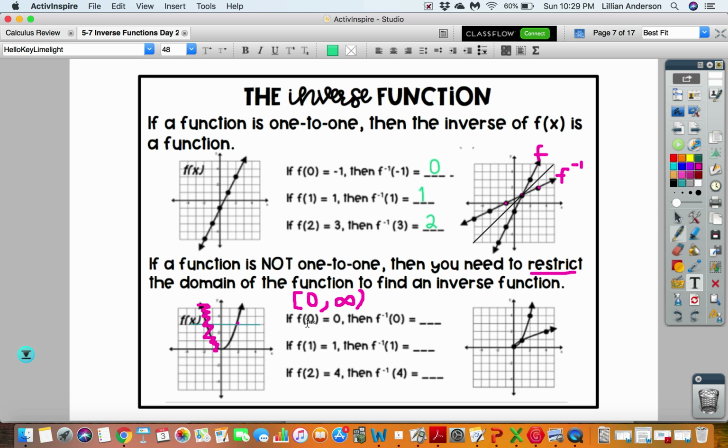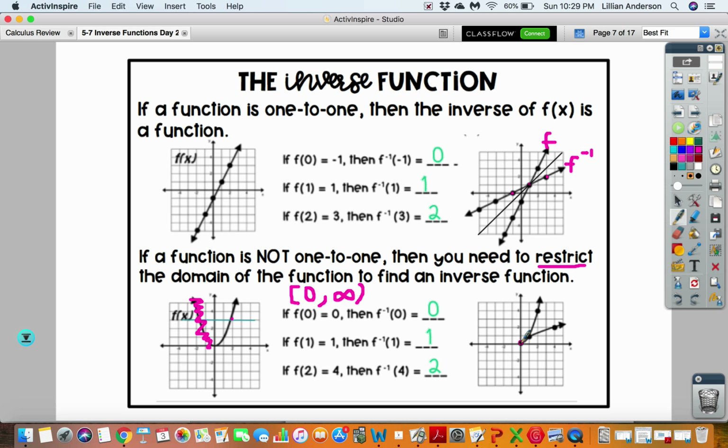So if the coordinate is 0, 0 on the original, then it's 0, 0 on the inverse. If it's 1, 1 on the original, it's 1, 1 on the inverse. Those are the easy ones. But if it's 2, 4 on the original, then it's 4, 2 on the inverse. And as we can see on this graph over here to the right, you have 0, 0, 1, 1, 2, 4. This right here represents the original function. But once we flip them, 0, 0, 1, 1, 4, 2, this represents the inverse.